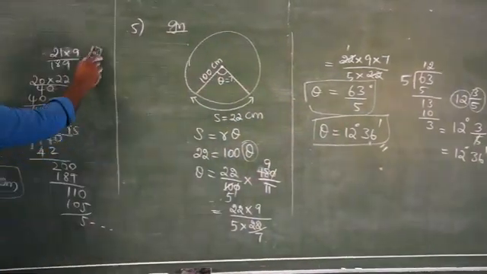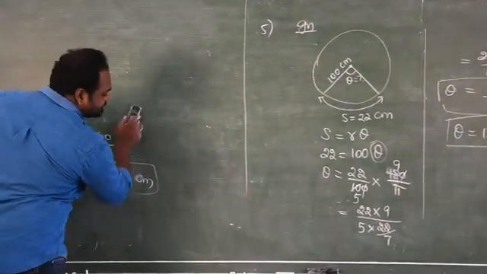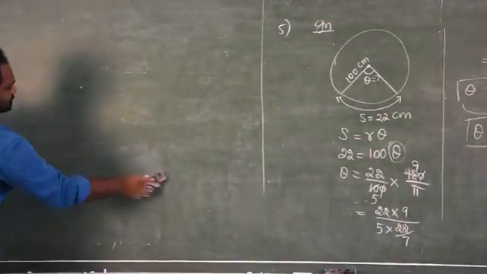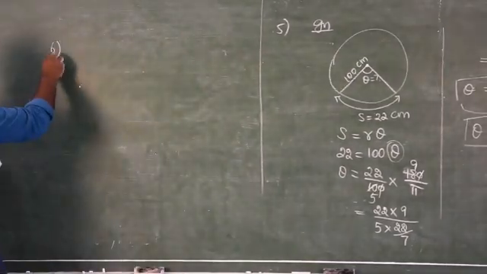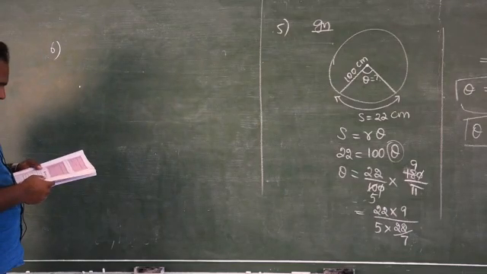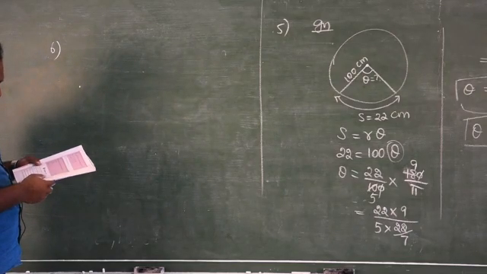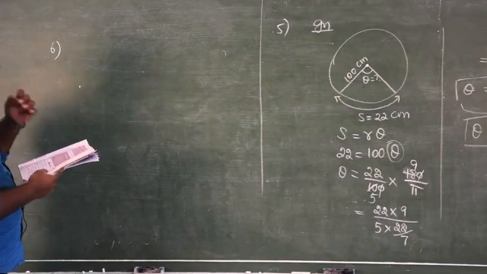So this is problem number 5 over. Next, problem number 6. What is the length of the arc intercepted by a central angle of 41 degrees in a circle of radius 10 feet?